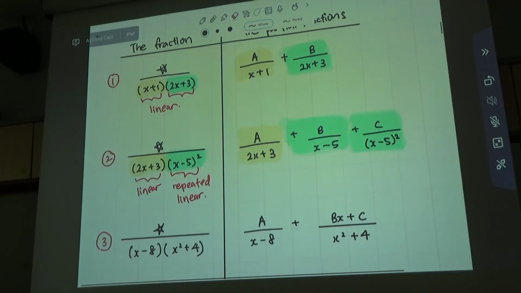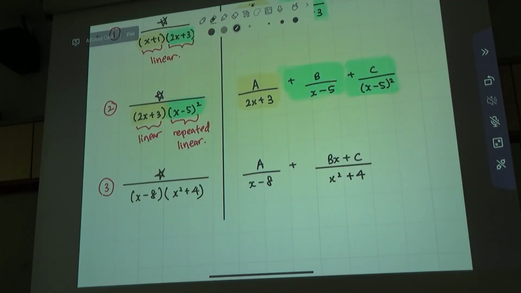Third type. What do we observe here in the denominator? We will observe that x minus 8 is actually a linear. And for the x squared plus 4, it is clearly quadratic. The highest power is x squared. And this x squared plus 4 cannot factorize anymore. It is not your a squared minus b squared. So it can no longer be factorized and it is strictly just quadratic.